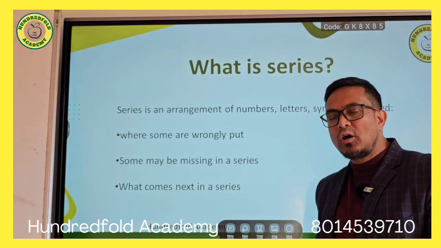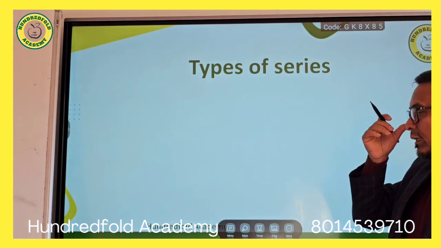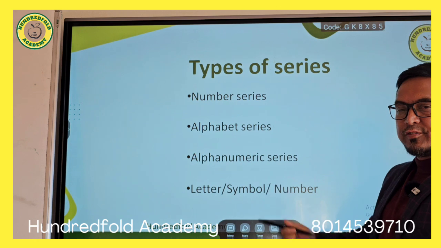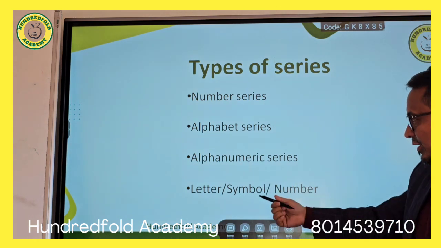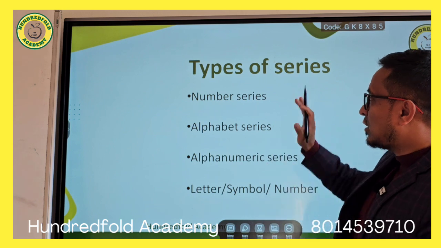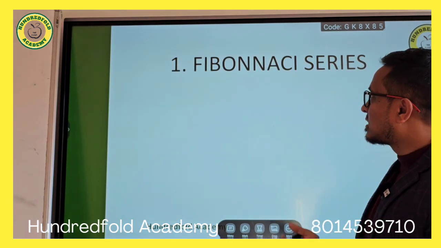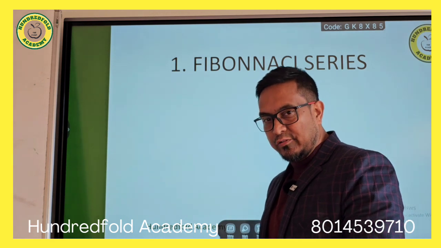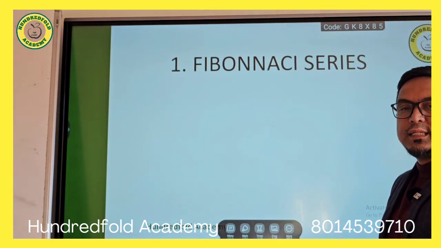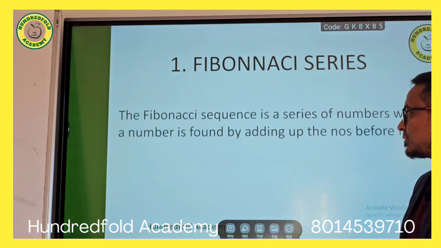So in your case, most probably you will be getting number series, and then this type of series, there are 4 types of series: the number series, the alphabet series, the alphanumeric series, and sometimes we have letters, symbols, and numbers. So I'm going to help you a little bit with your number series. So let's see the Fibonacci series. Fibonacci series is basically you just need to add with the previous number. So I'll just show you the different types, okay?